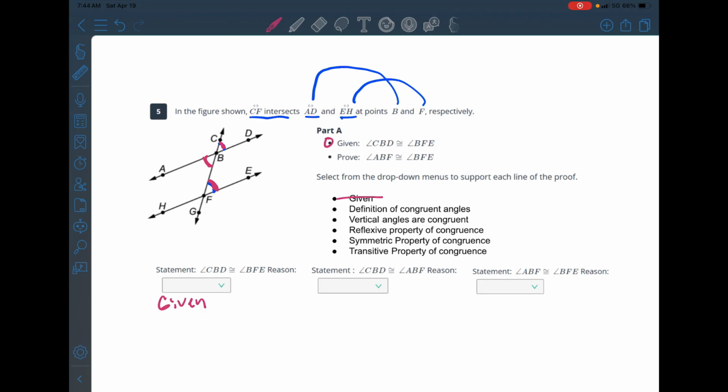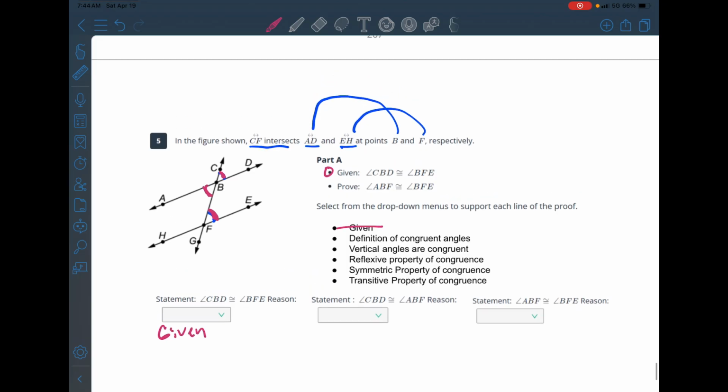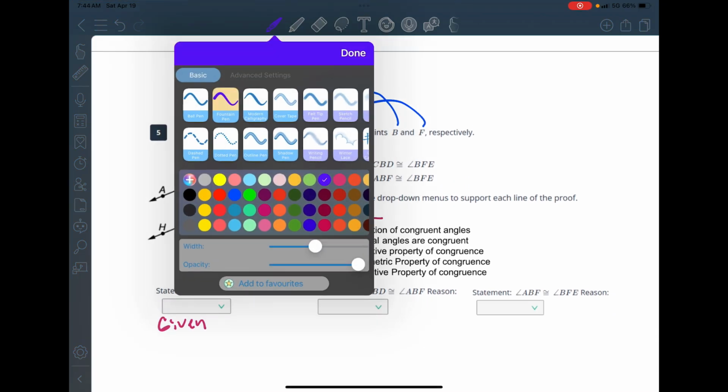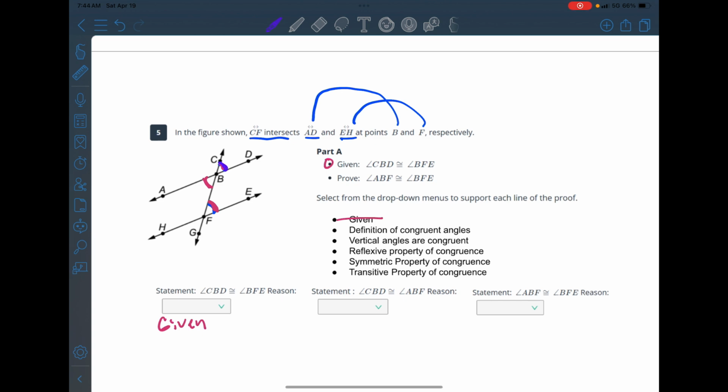All right. Now we have to prove that CBD, this one here, is congruent to ABF. And what kind of angles are those? The first thing you want to do is, what kind of angles are those? Is that one of my options? So those are vertical angles. They make the X, or two V's stuck together. And there it is. So that would go here.